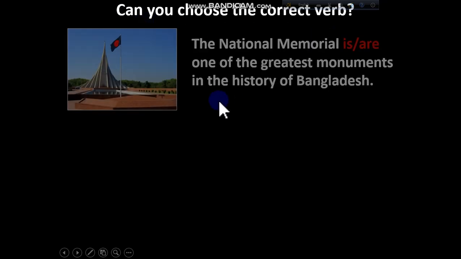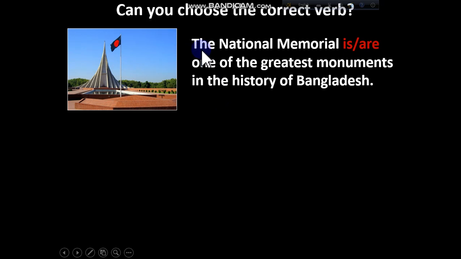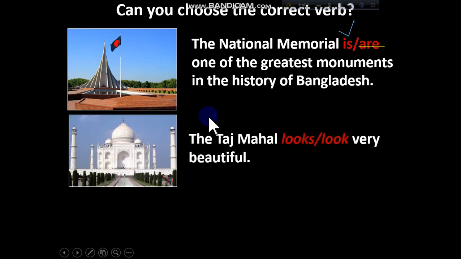And this is another slide. From this slide, I will start the lesson. Here you can see a question. Can you choose the correct verb? Let's see. You can see on the screen, the National Memorial is or are one of the greatest monuments in the history of Bangladesh. You have to tell me what will be the correct answer, is or are. As you know, the subject is third person singular number, and you must go with the singular auxiliary verb. That means is. So the answer should be, the National Memorial is one of the greatest monuments in the history of Bangladesh.